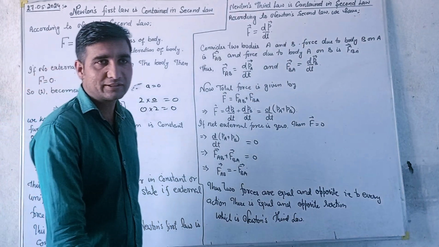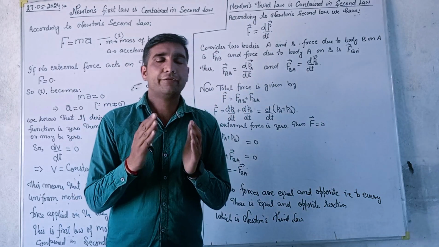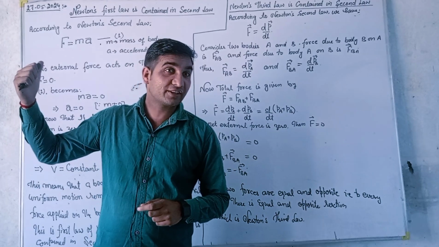Now, a is the acceleration of the body, and acceleration is the derivative of velocity. If the acceleration, that is the derivative of the velocity, is 0, then the velocity must be constant. Why?